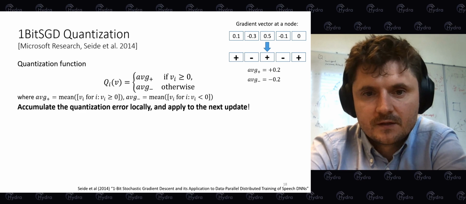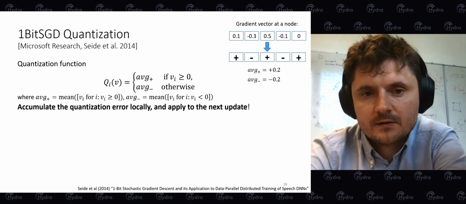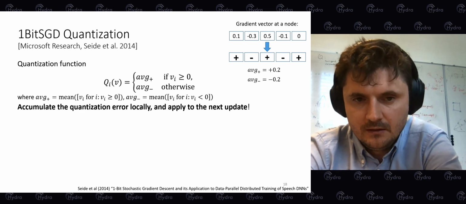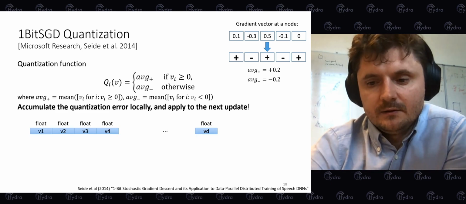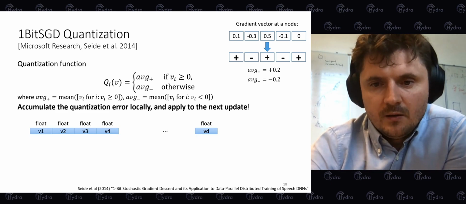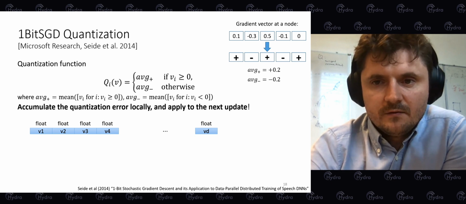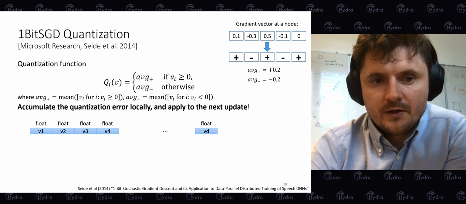This is just to preserve scale. Okay, and then crucially, there's obviously going to be a large quantization error, and this is accumulated locally and applied to the next update. So what does this mean in terms of the compression that we get?